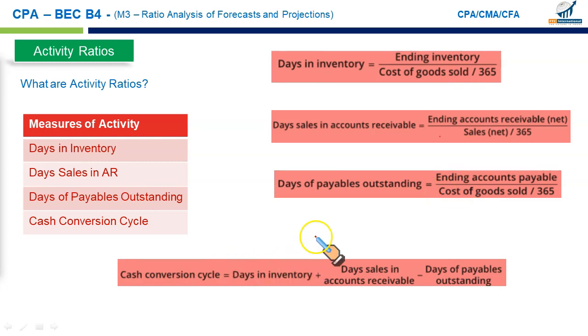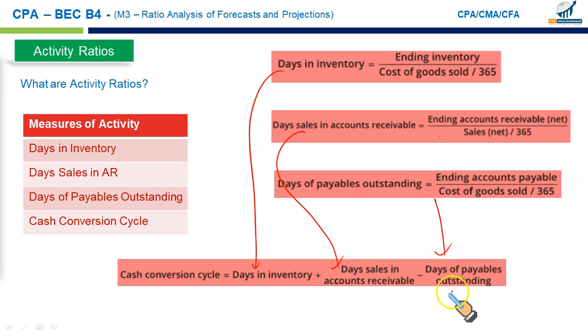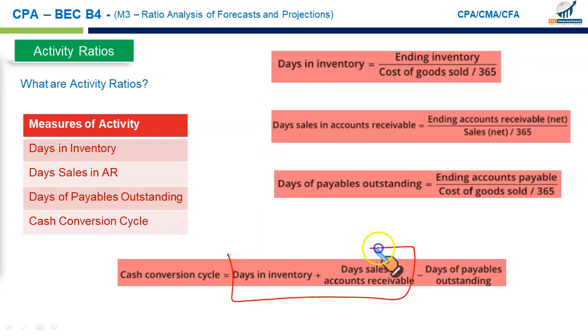Then the cash conversion cycle is simply the net of these: days in inventory plus days sales in receivables, less days of payables outstanding. What does this measure for us? A lower cash conversion cycle is better for the business, because a company would want to minimize the number of days it takes to convert inventory into receivables and receivables into cash, and then paying out of it to your accounts payable. So remember, this first part is called the operating cycle, and if we deduct the days of payable outstanding, this will give you the cash conversion cycle. Shorter the better.